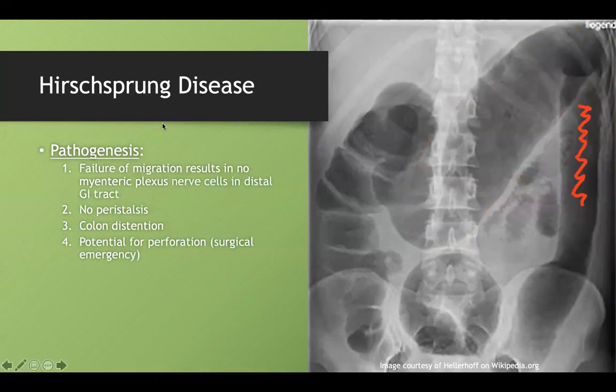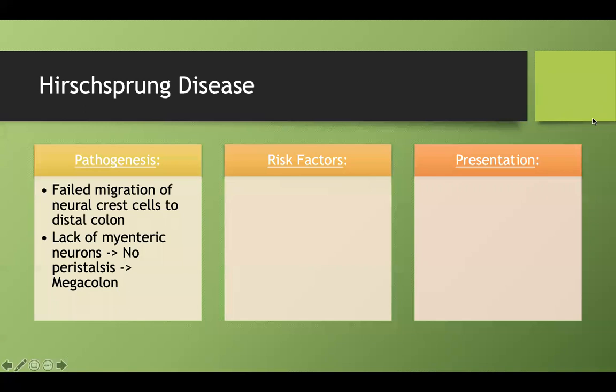And as you can see, I didn't change much. I have the exact same image. It's failed migration of neural crest cells that cause nothing here, and ultimately you're going to get distension proximally. The risk factors for Hirschsprung's important ones to know are the RET gene mutations, and the really important one to know is its association with Down syndrome.